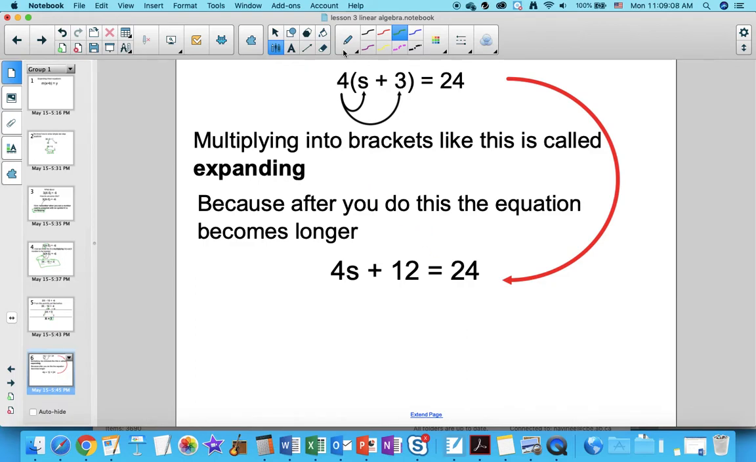Right? So 4 times s plus 3 equals 24. Well, 4 times s is 4s. 4 times 3 is 12. So I have 4s plus 12 because that's what I'm doing. I'm adding. And then I can solve. Minus 12 on both sides, divide by 4.